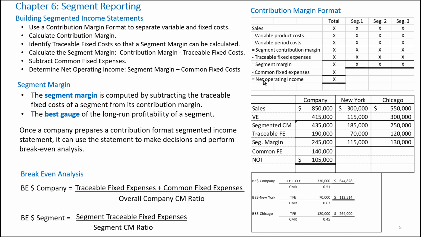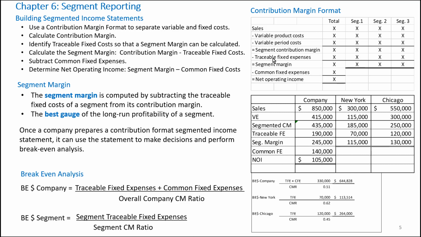So the big differences here are the terms segment contribution margin. The second is traceable fixed expenses. Then third, segment margin, common fixed expenses. And then ultimately we get to our net operating income.